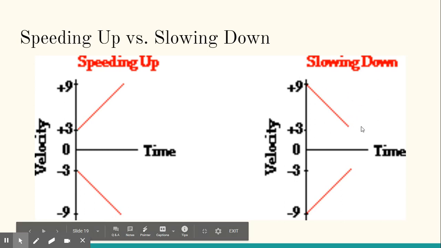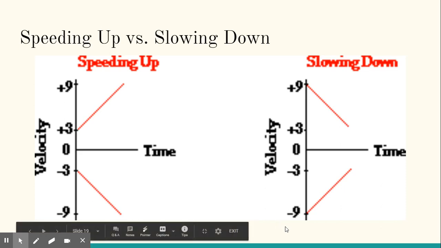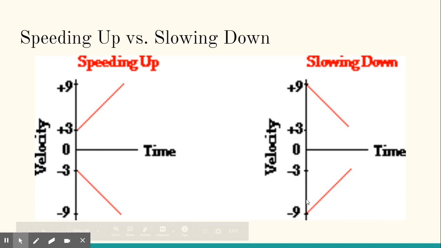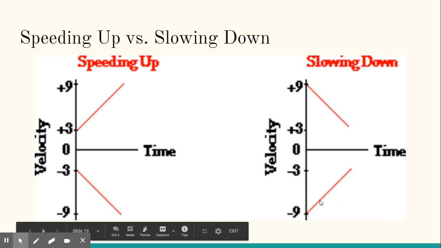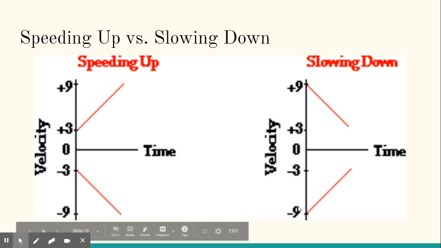This one, we are slowing down. We start with a positive 9 meters per second. We go to 3 meters per second. That makes sense that you're slowing down. But in this one, even though the slope is up, you start going negative 9. So you're moving backwards quickly, and then you move less quickly, less quickly, and you are slowing down. You're moving in the direction you were moving less fast, so you were slowing down.